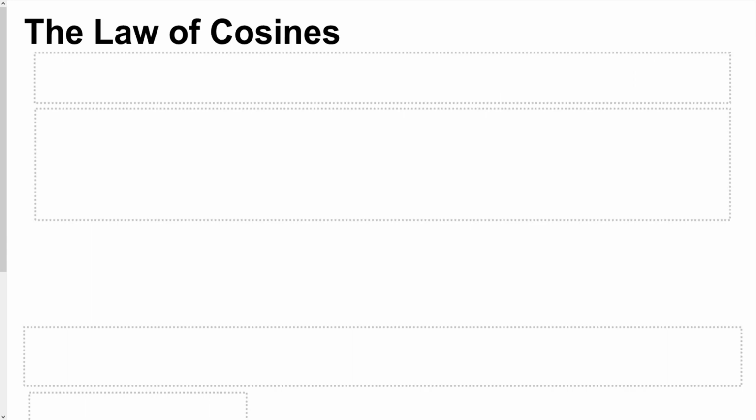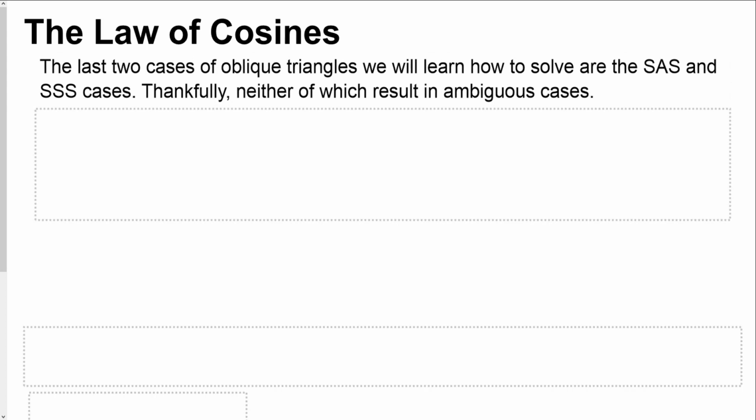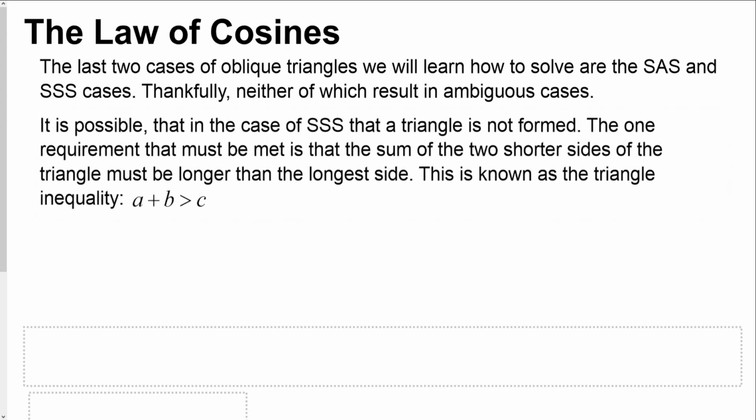This lesson is all about the law of cosines. The last two cases of oblique triangles we will learn how to solve are the SAS and the SSS cases. Thankfully, neither of which result in ambiguous cases. It is possible, however, that in the case of SSS, that is when we have three side lengths of the triangle known but no angles, that a triangle is not formed.